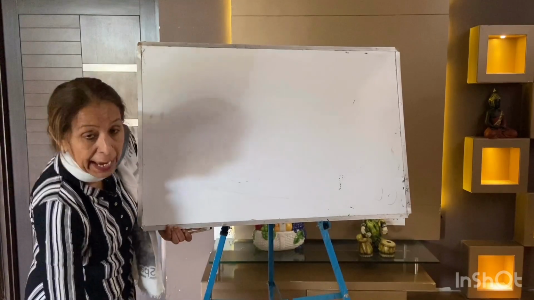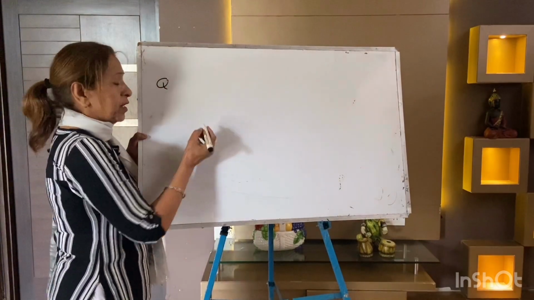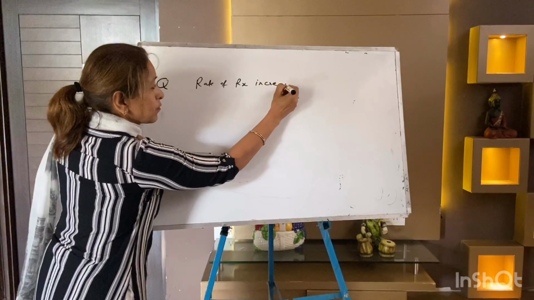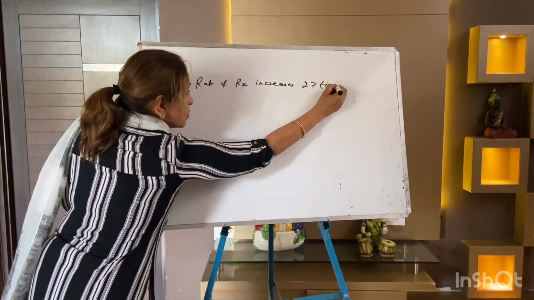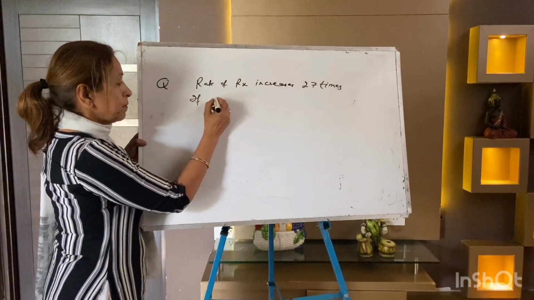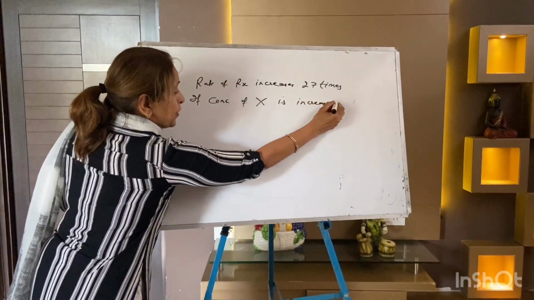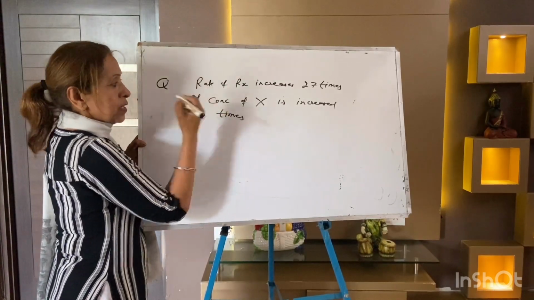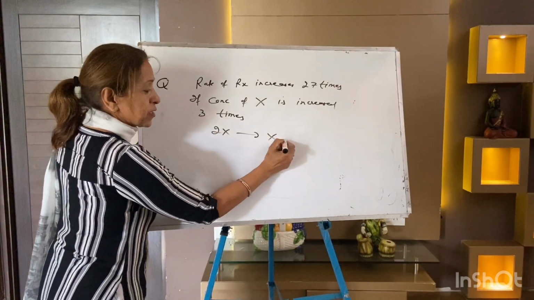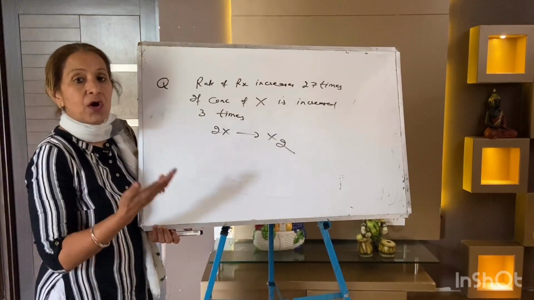Now, one or two questions I am taking. You can write along with me. Many general questions come. Write down: rate of the reaction increases 27 times if the concentration of X is increased 3 times. The question asked is, what is the order? The reaction is 2X arrow X2. The question is, what is the order?